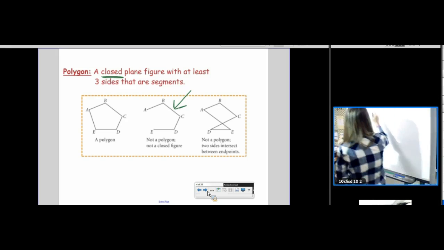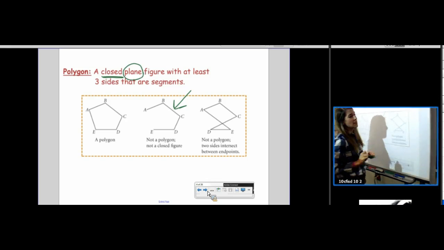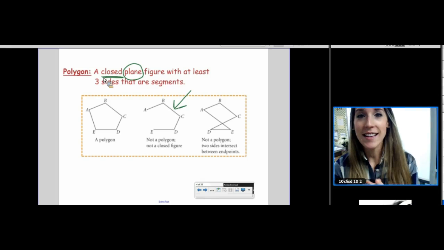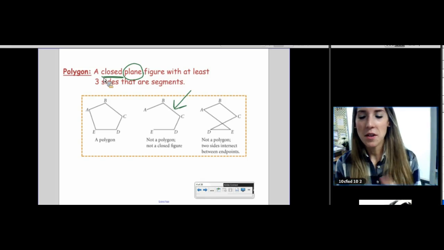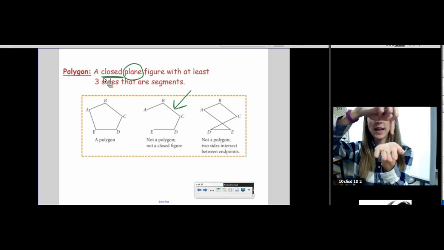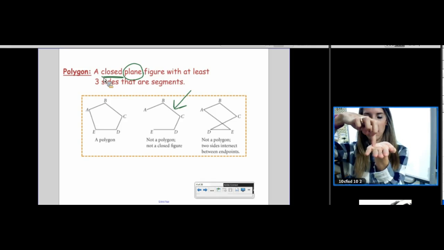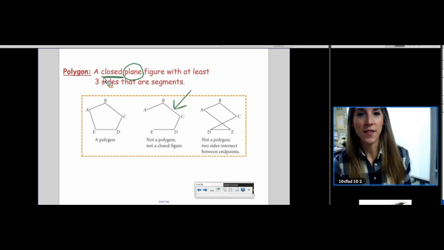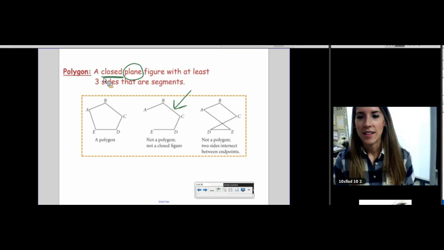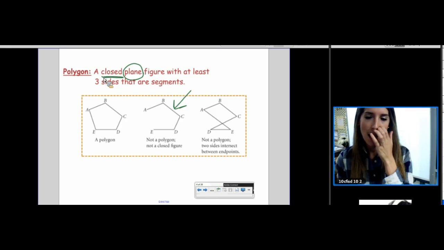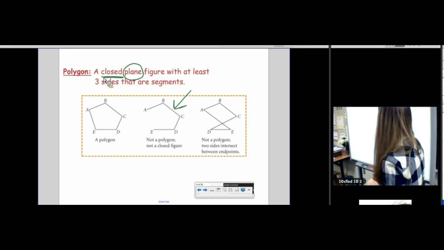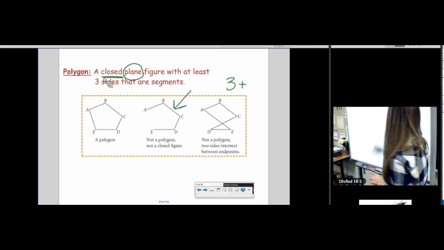It needs to be a plane figure, which means the vertices of the polygon need to be coplanar. So you can't have 3 of the vertices of the polygon here and another vertex up here. There we go. That would be a 3D figure, not a 2D figure. That would be a solid, not a polygon. Okay? It needs to have at least 3 sides, so 3 plus.